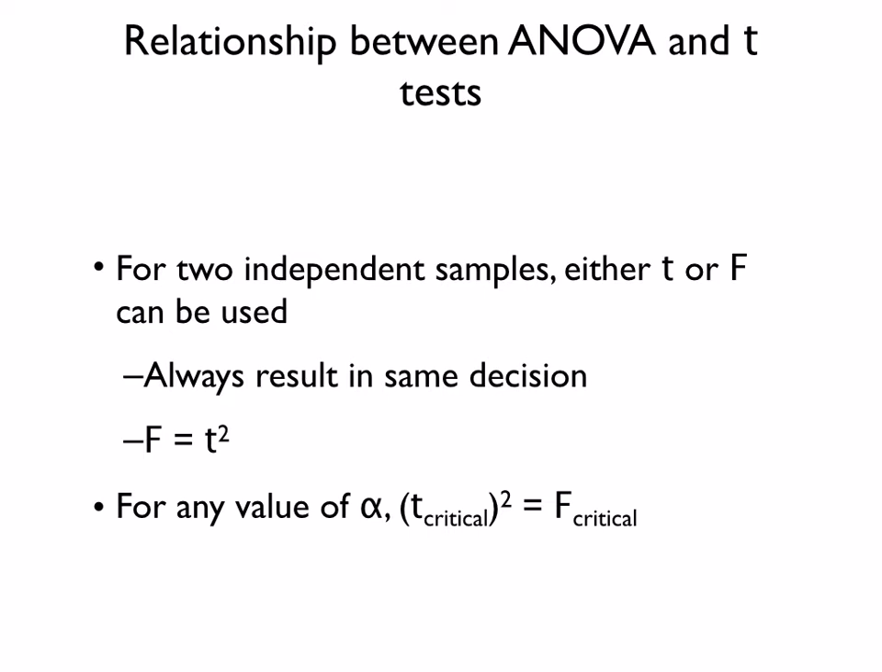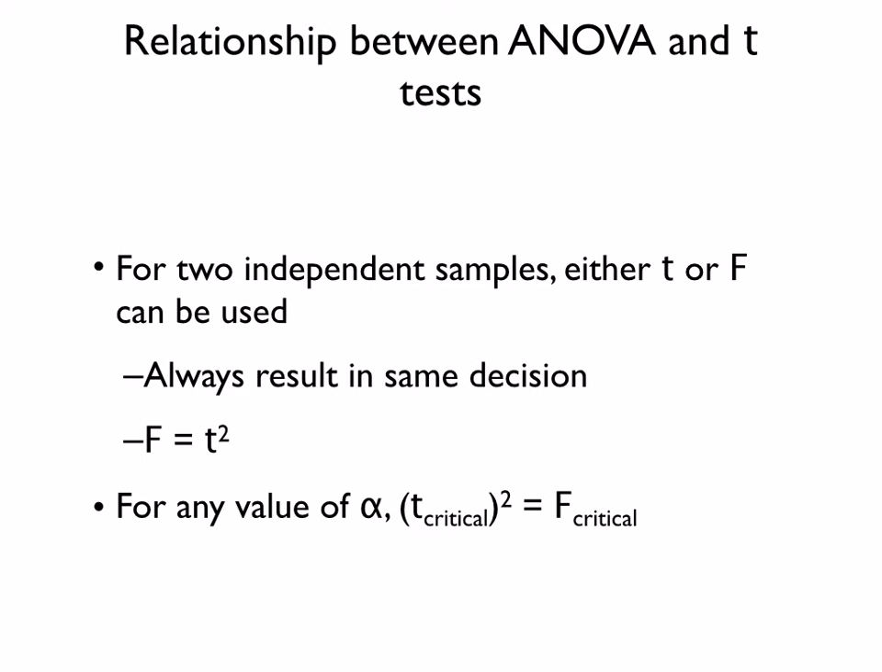So if you have a two-sample ANOVA, you have two groups in an ANOVA versus a t-test. If you calculate those out with the same data, you're going to get the same value if you square your t-value. They're going to be equal. It's another good way to practice and check your work as well. And the same is true of the alpha value. The t critical squared is equal to F critical.